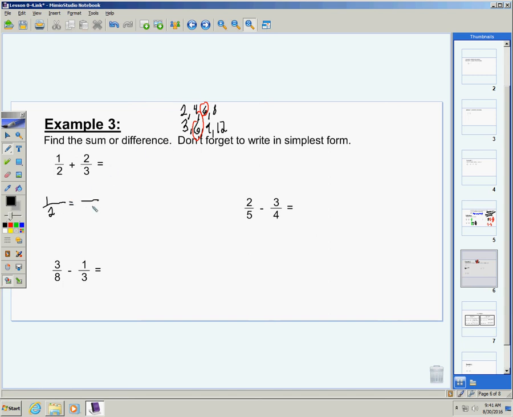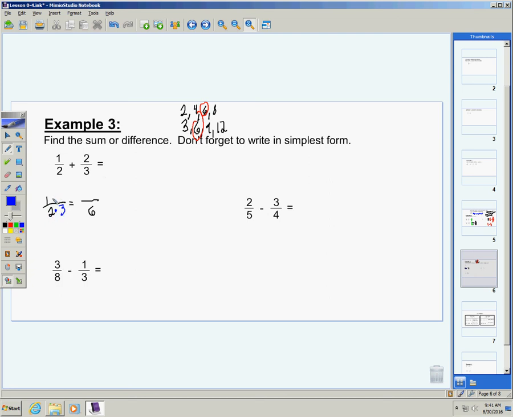To convert this fraction, I have to multiply 2 times something to get 6. And 2 times 3 is 6. And if you want to know a little trick, you can always just count how many times you had to multiply, do multiples of 2. 1, 2, 3. 2 times 3 is 6. And if I multiply my denominator by 3, I have to multiply the numerator by 3 as well. So 1/2 would be 3/6.